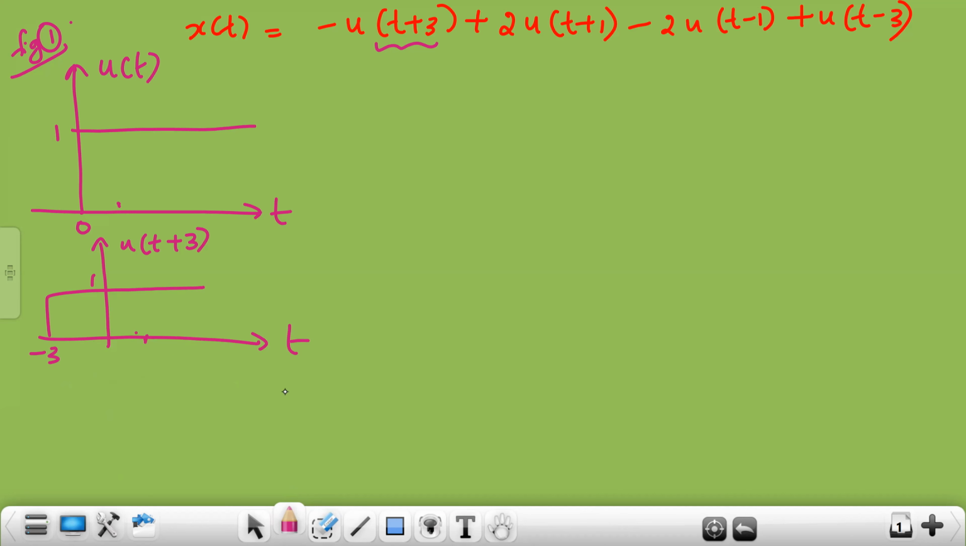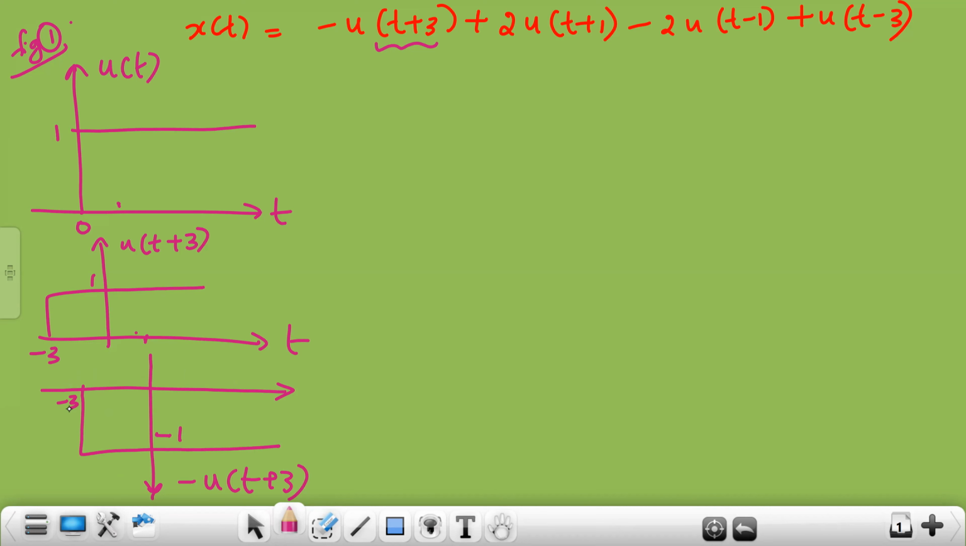So this is your minus u of t plus 3 what I am drawing. So I am shifting the given same signal but towards the negative y-axis, and the amplitude will be minus 1. Time axis is going to be the same itself. It will be starting from minus 3 only, but the thing is that you have shifted just towards down.